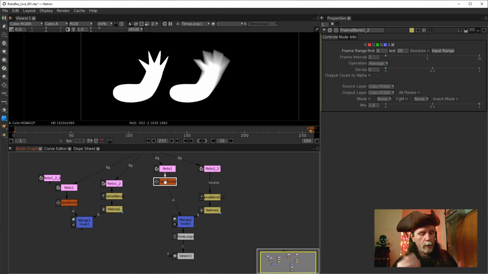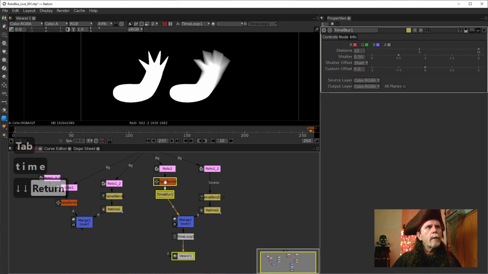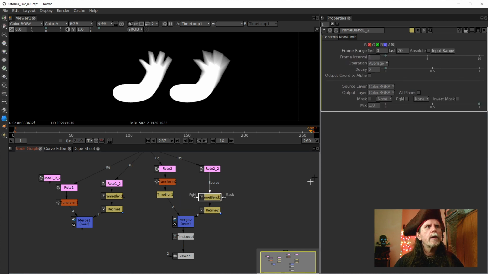We'll test it out, because what we're going to do over here on the other side is put in a time blur. The reason this is important here is, yeah, we've got longer than 180 degree. We get closer to 200. All right.